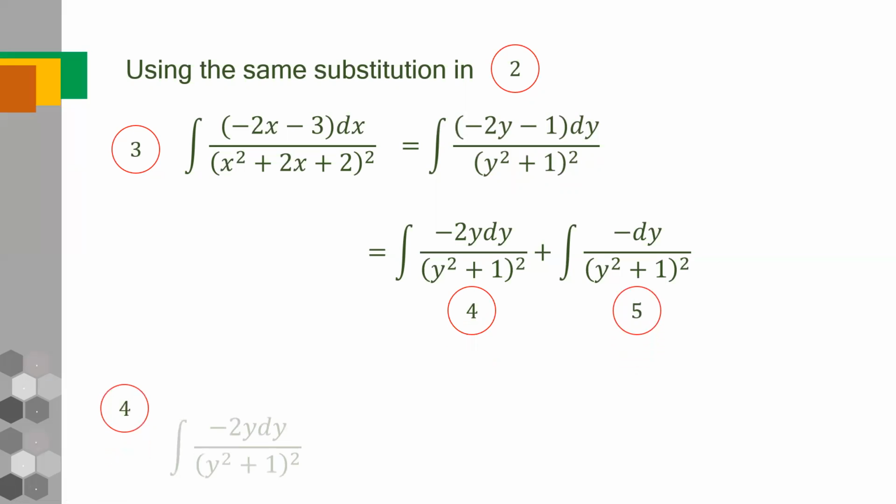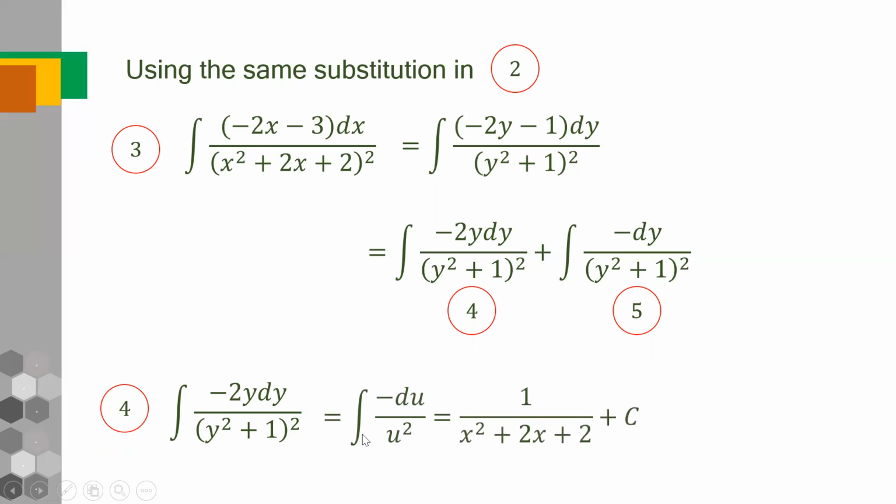So therefore, your integral of negative 2y dy over (y squared plus 1) quantity squared is just equal to the integral of negative du all over u squared after some substitution, which is just equal to 1 over x squared plus 2x plus 2 plus c. So we just apply the power rule for anti-differentiation.